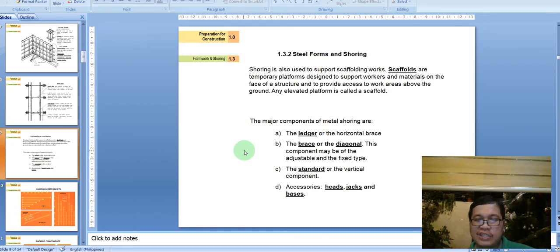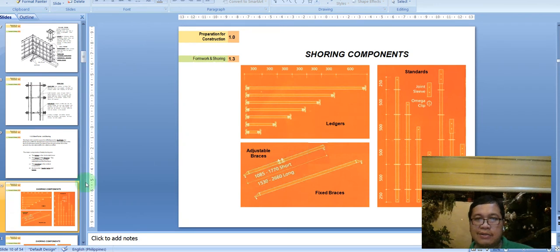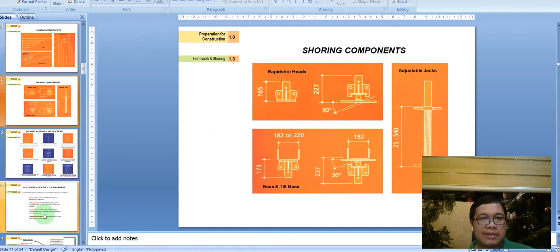So the major components of metal shoring are the ledger, the brace with the diagonal, then the standard vertical component and accessories. You have the head jacks and bases. But these are just the basic ones because there is a variety of steel forms and shoring available in the market, which you will discover once you're already in actual practice. Okay, so these are the usual common shoring components. I'm going to post this in our group page later on.